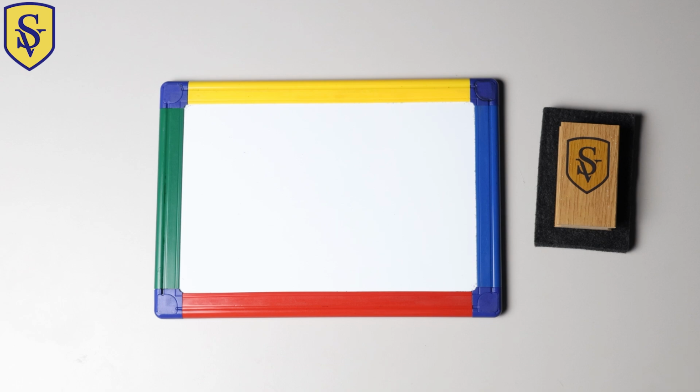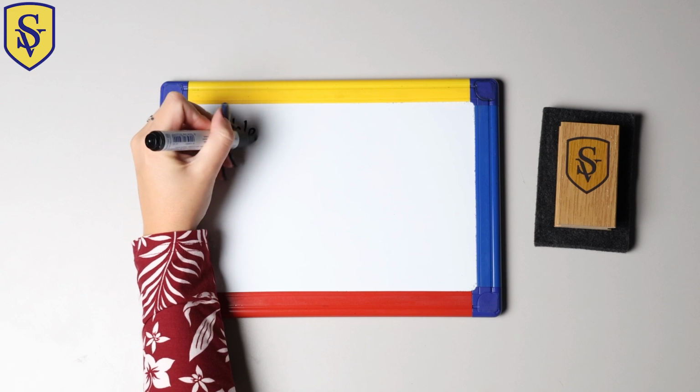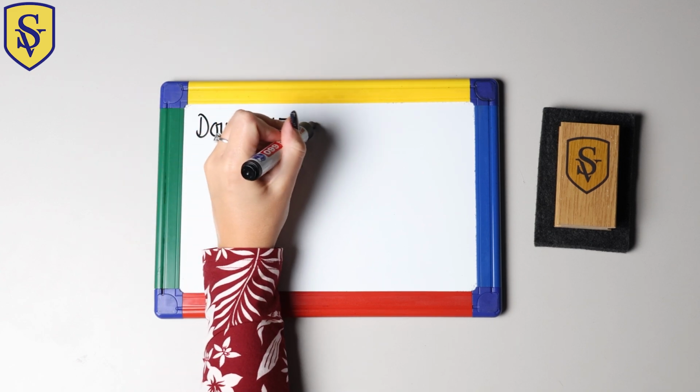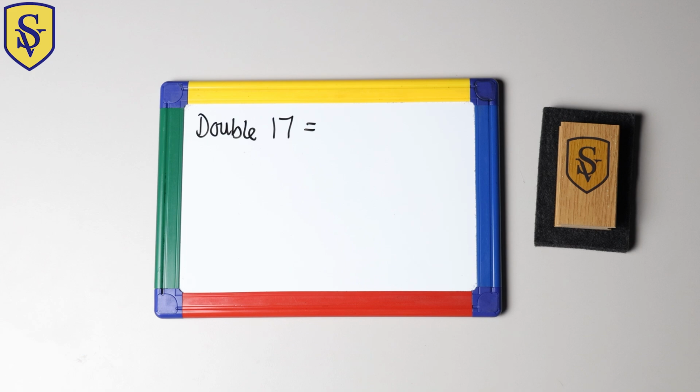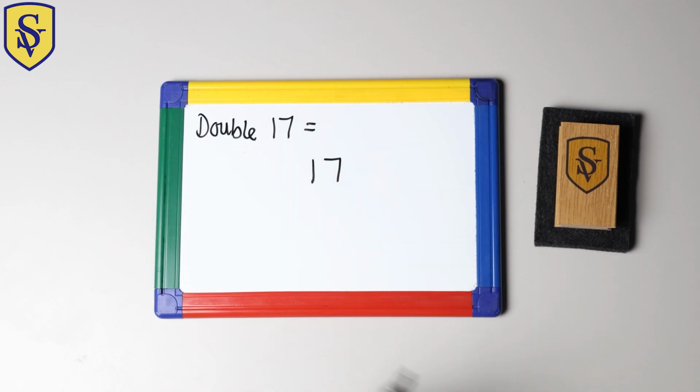For this video, we are going to partition to double. So we're going to start off with our question, which is going to be double 17. And the way to find this answer is going to be using partitioning, which is separating the number into its tens and ones. So I'm going to start by putting 17 here.